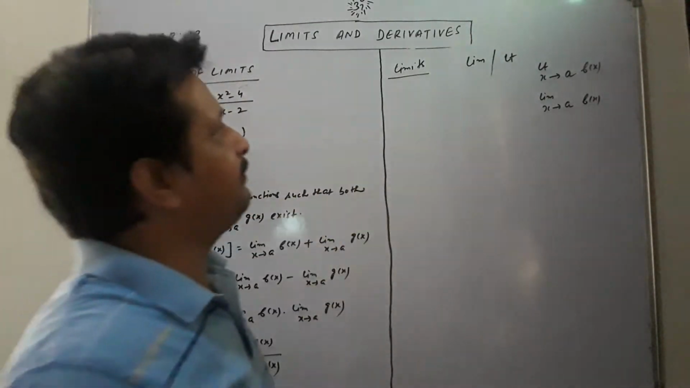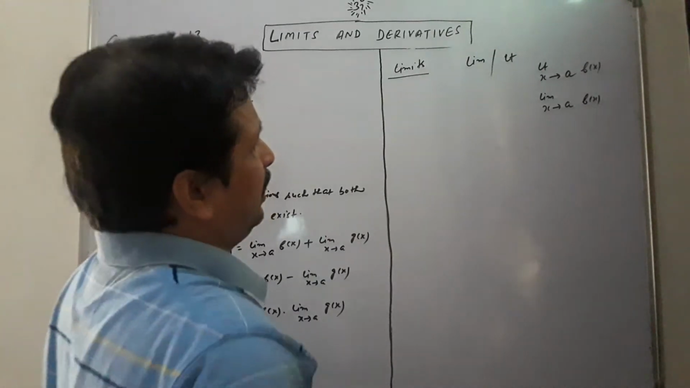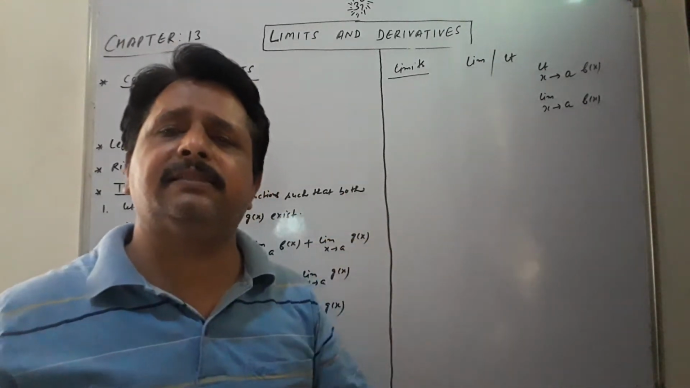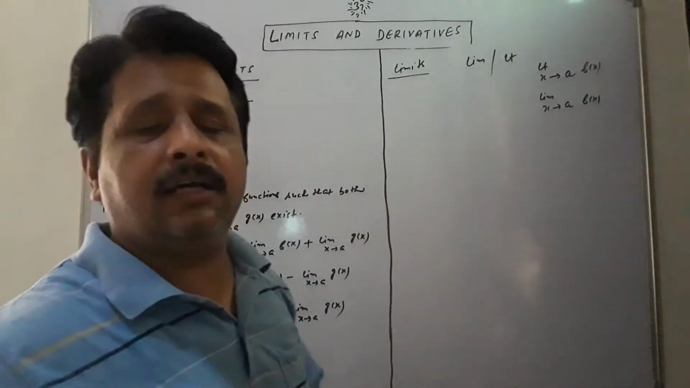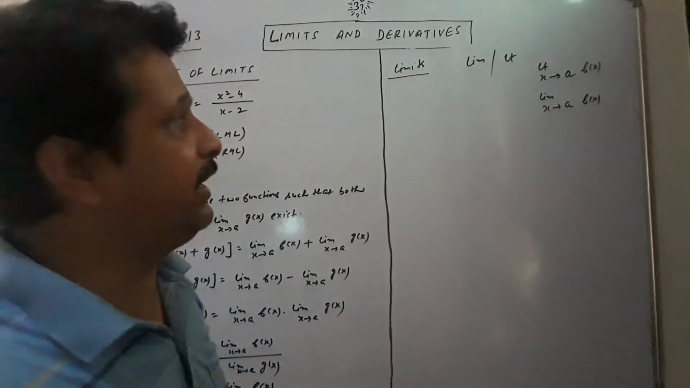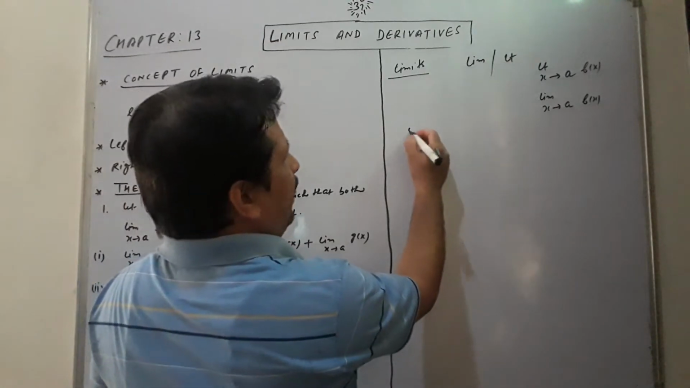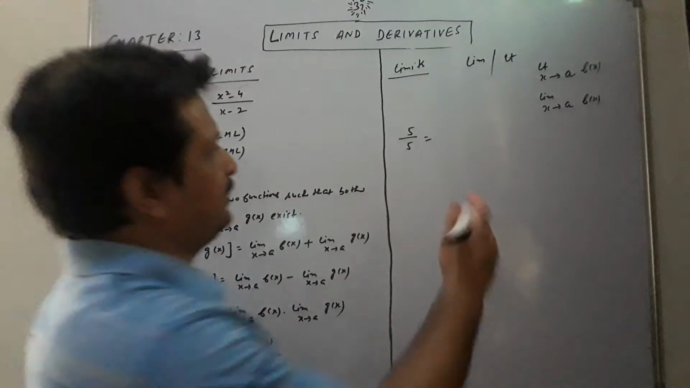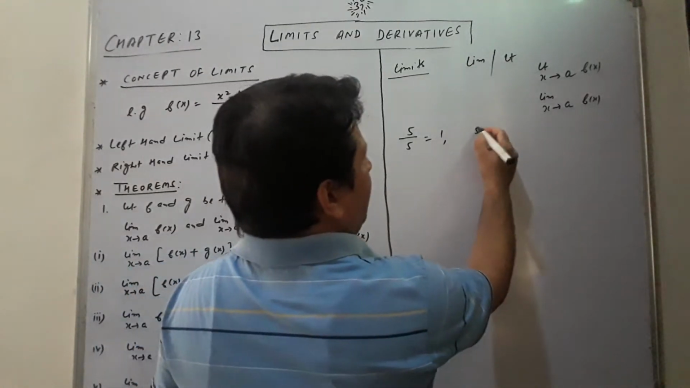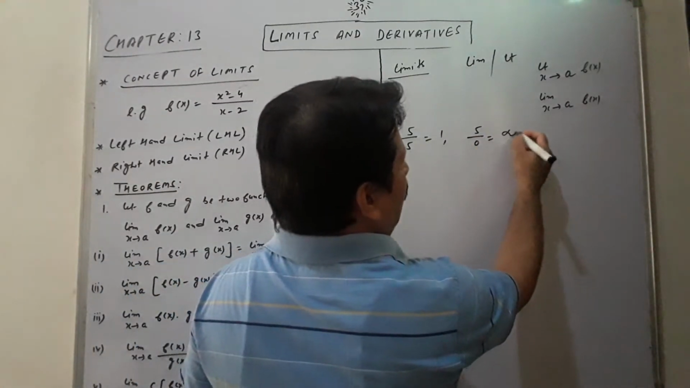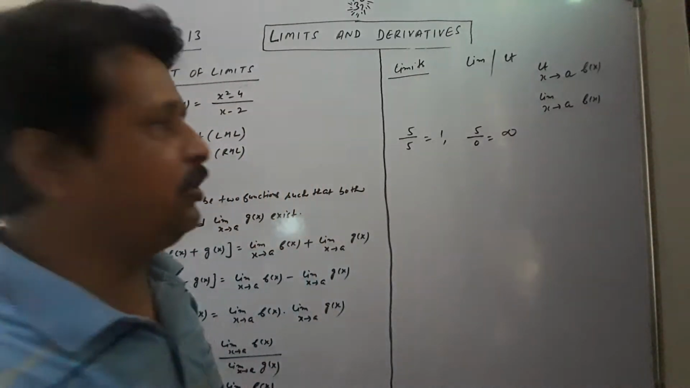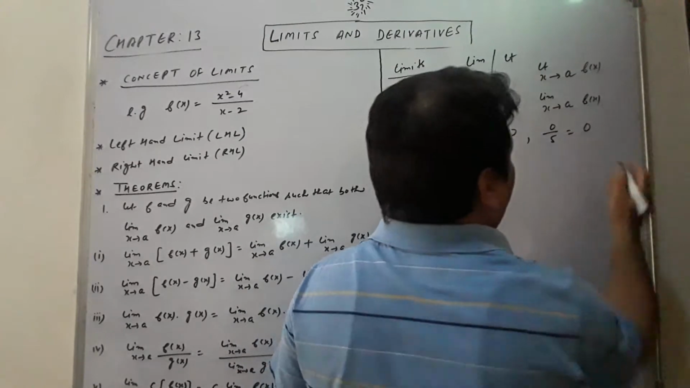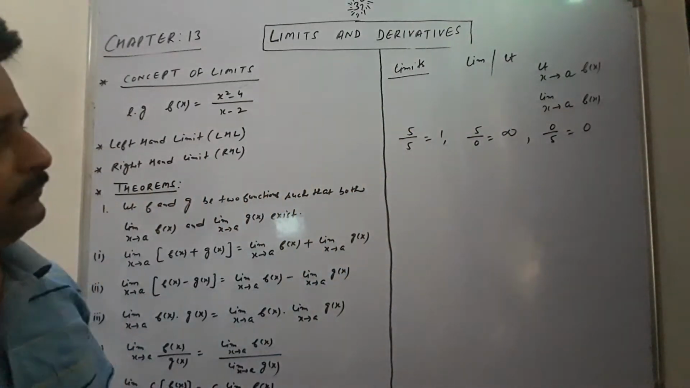After that I am coming to the concept of this limit. What is the basic thing behind this concept of limit that I want to tell you here. Students, when you write 5 upon 5, you all know that this is equal to 1. When we say 5 upon 0, you all know that this is infinity. When we say 0 upon 5, you all know that this is equal to 0.